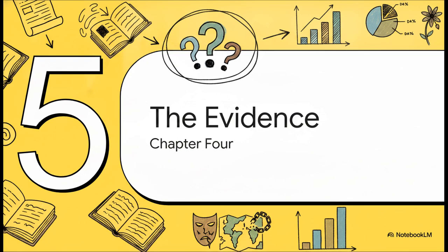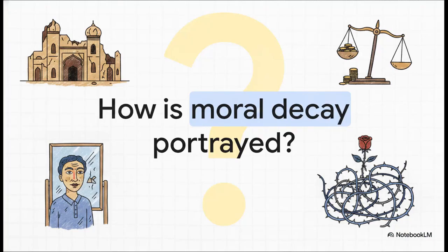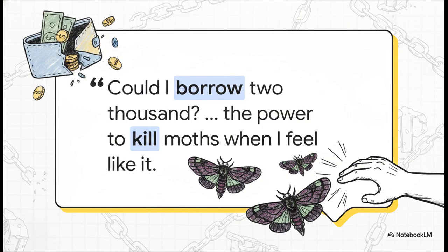Section 5. The evidence. All right, now we reach the climax in Chapter 4, the data analysis. Let's tackle that first question. How exactly is moral decay portrayed in this society? The researcher answers this by extracting some incredibly powerful quotes directly from the thesis.